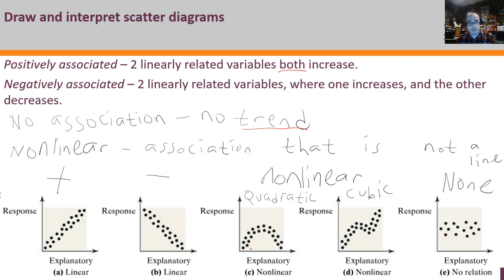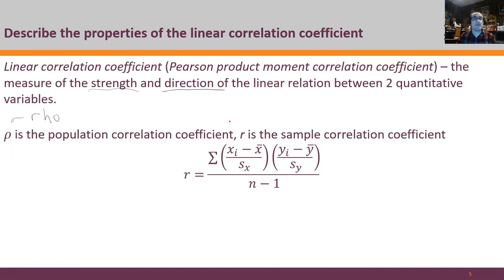But these two, even though they're not lines, they're nonlinear, they do have a type of association. This one has a quadratic, this one has a cubic. We can draw lines in there, but they're not going to be representative of the entire graph. So do bear that in mind.